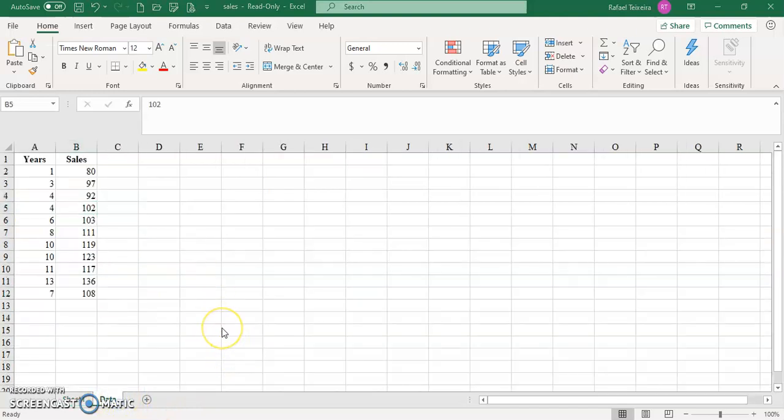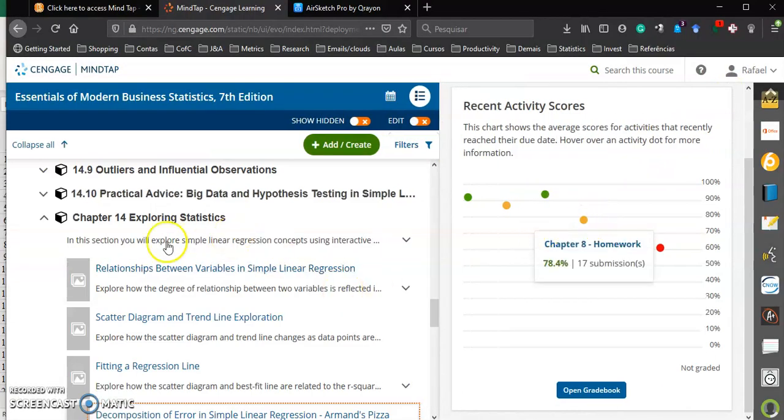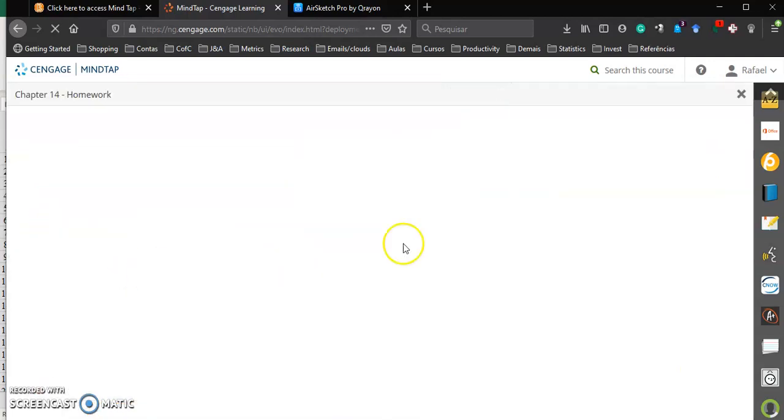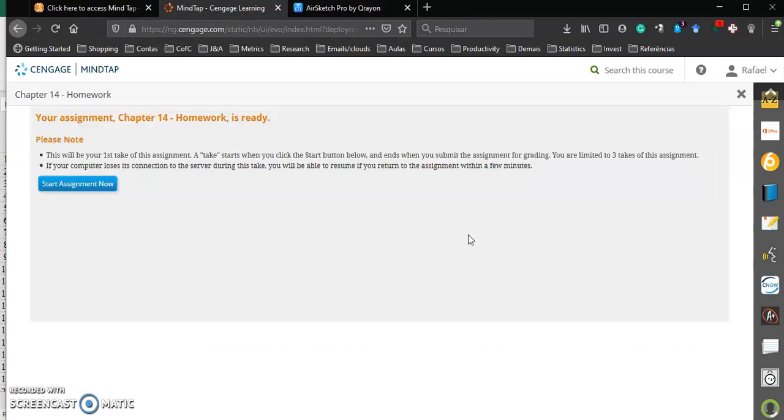But also we can find some problems that have only the Anova table, like problems we had in chapter 13. Let's take a look at the homework so you can see how these problems can come to you. And so if you go to the homework assignment and let's wait for it to show up on screen. Okay, let's start the assignment now.